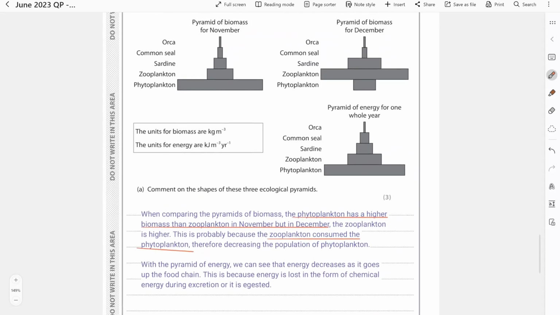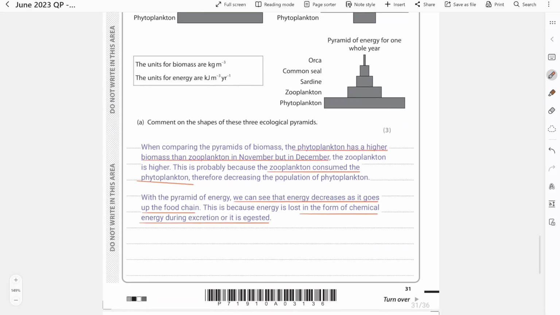Then afterwards, I commented on the pyramid of energy. I mentioned we can see that as we go up the food chain, the energy decreases, and that's because energy is lost. So you can say energy is lost because of respiration, or because some parts of the organism are not eaten, or some of it is not digested and gets egested. I also wrote that it is lost in the form of chemical energy during excretion, so long as you write out a reason for that. That's another 2 more marks, so this is a total of 4 marks.